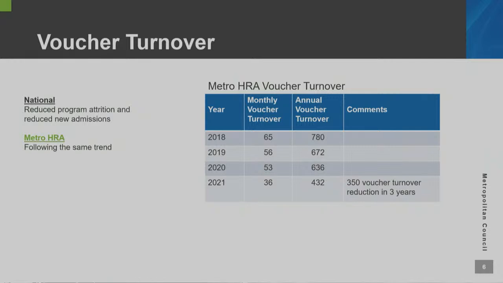So in 2018, we had about 65 vouchers a month turnover. In 2019, that dropped to 56. In 2020, that was 53. And in 2021, that dropped to 36.